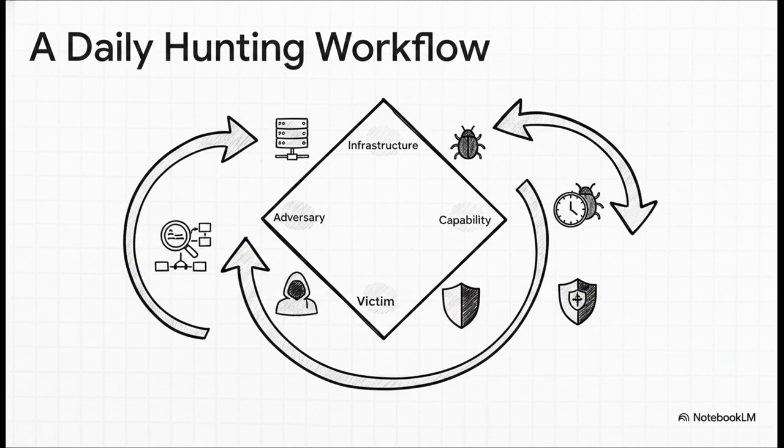For example, you could do an infrastructure-centered hunt looking for weird new URLs or IPs in your network logs. Or you could do a capability-centered hunt for new executables that have popped up in the last 24 hours. You can even start with the victim. Who are our most vulnerable users or systems? Are they being targeted? The point is to pick a starting point and then pivot to find related activity.